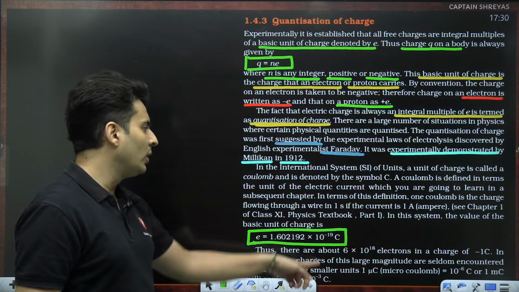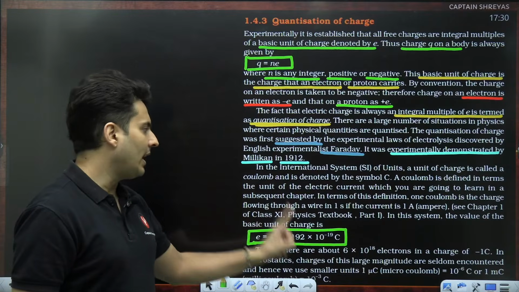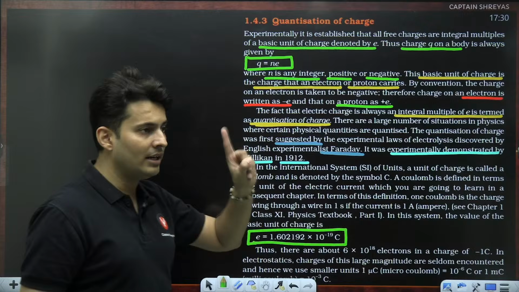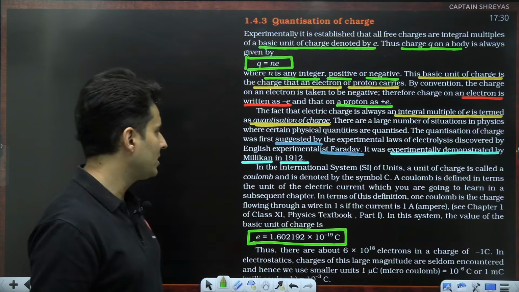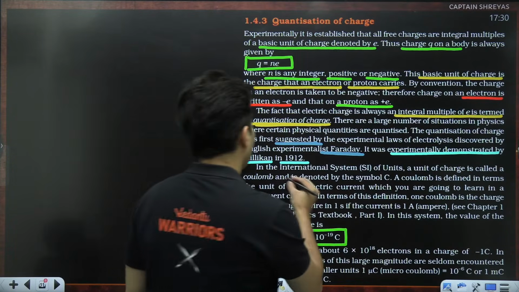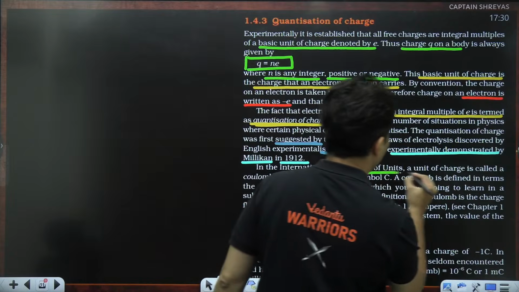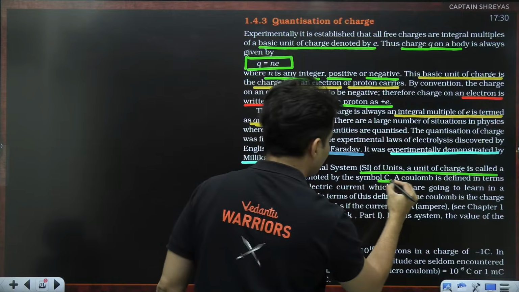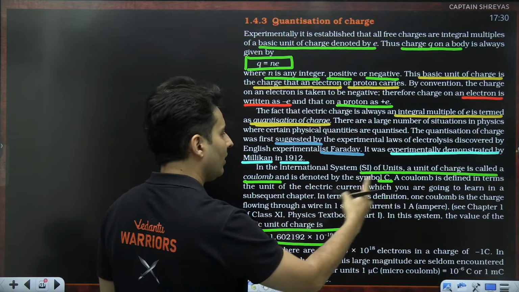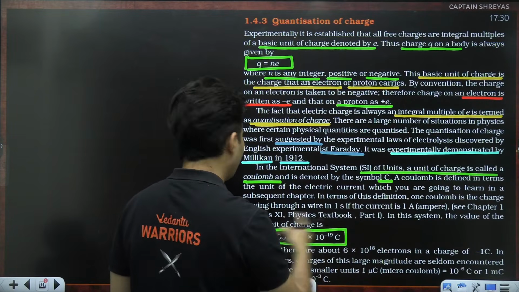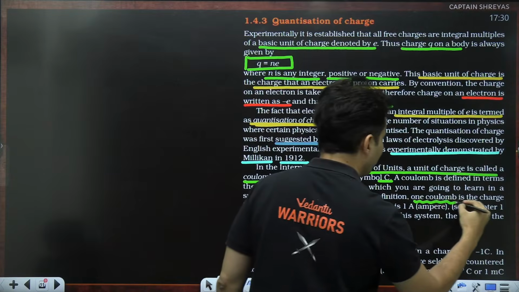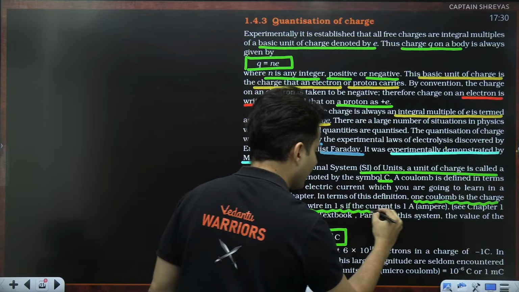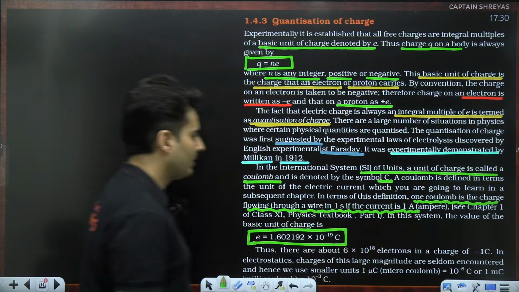If you are wondering how Coulomb is defined, it is defined as the amount of charge which flows when you take 1 ampere of current for 1 second. That definition has been mentioned here. The SI unit of charge is basically called Coulomb and is denoted by the symbol C. In terms of the current, it is defined. So 1 Coulomb is the charge flowing through a wire in 1 second for a current of 1 ampere.